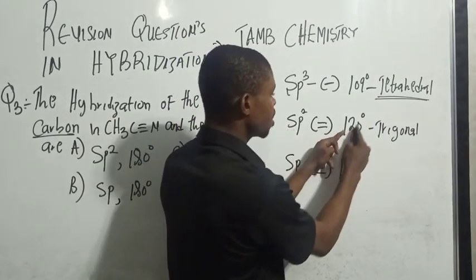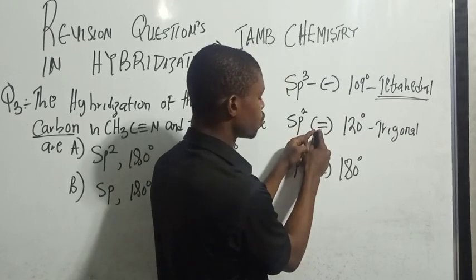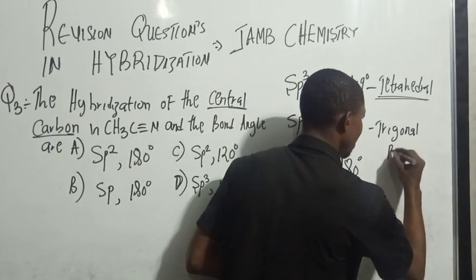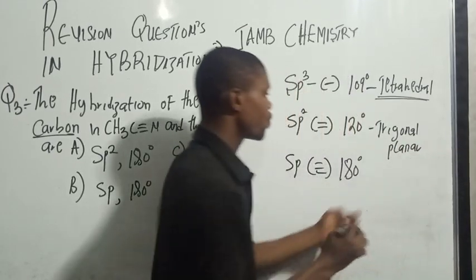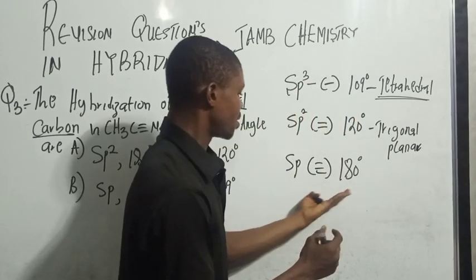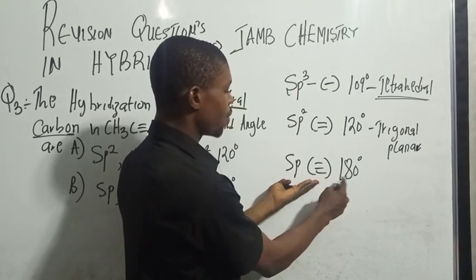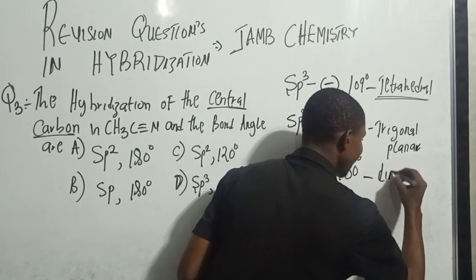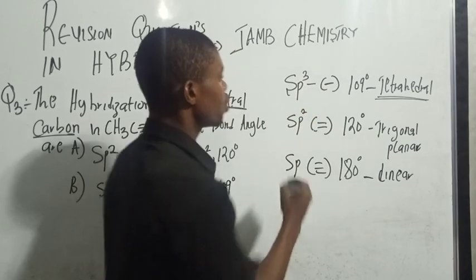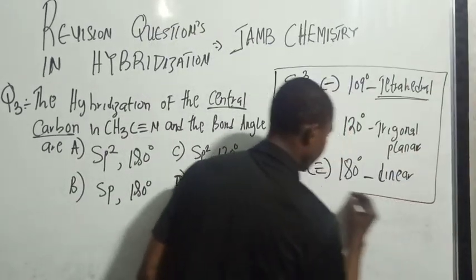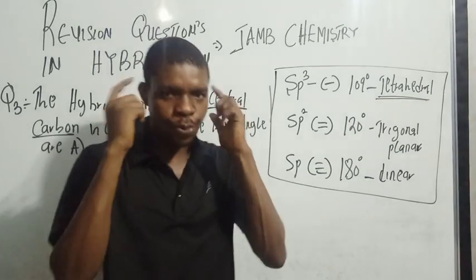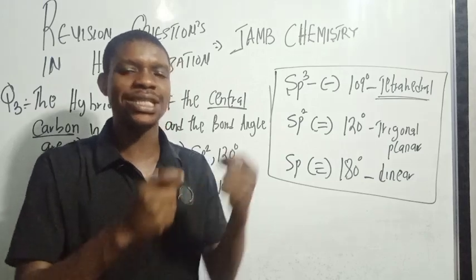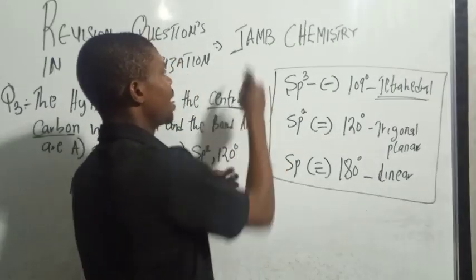So for sp2, which is a double bond with a bond angle of 120, it is called trigonal planar. You have to take note of this one here. Then for sp, the bond angle is 180, and it is called linear. So these are things you really want to put in your mind or master when you're answering a question on hybridization in organic chemistry, especially when I talk about Jamb chemistry.